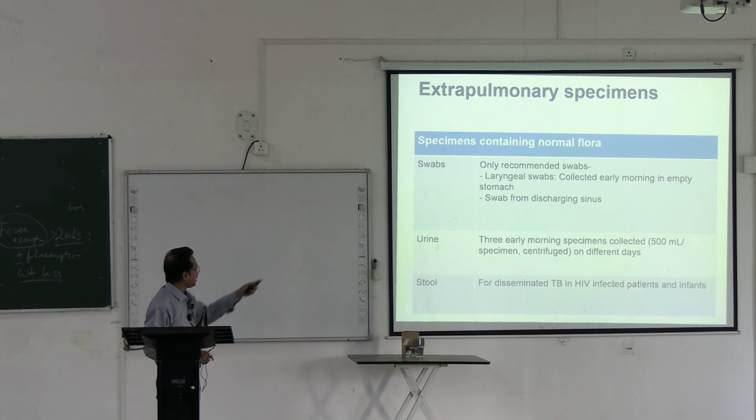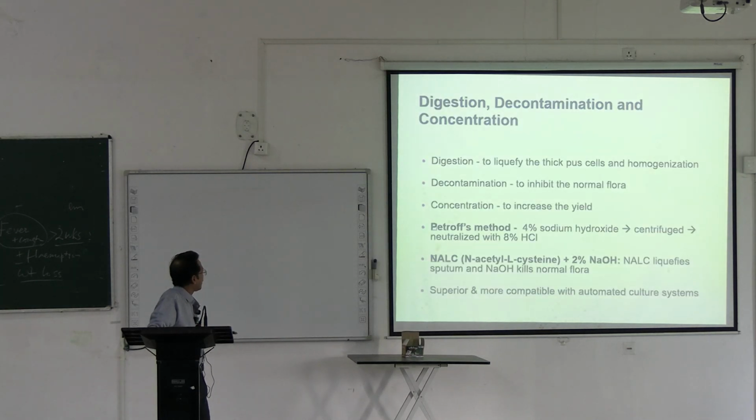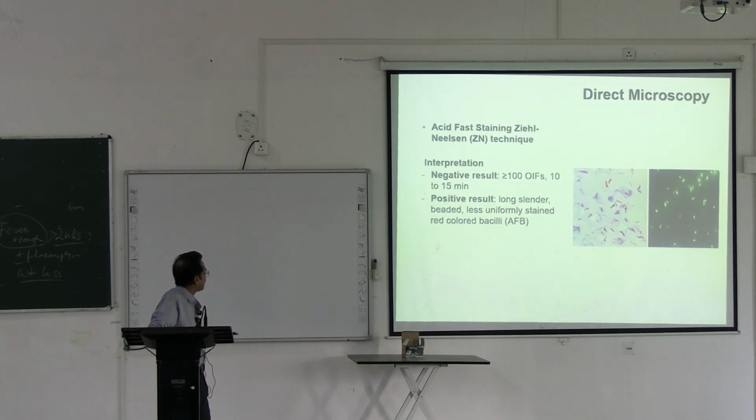Urine I have already mentioned: 3 early morning specimens collected in a 500 ml jar for centrifuge. Stool can be used only in an HIV patient with disseminated tuberculosis. Bronchoalveolar lavage, transbronchial or other biopsies, gastric lavage for swallowed sputum in children. Already this part I have covered.